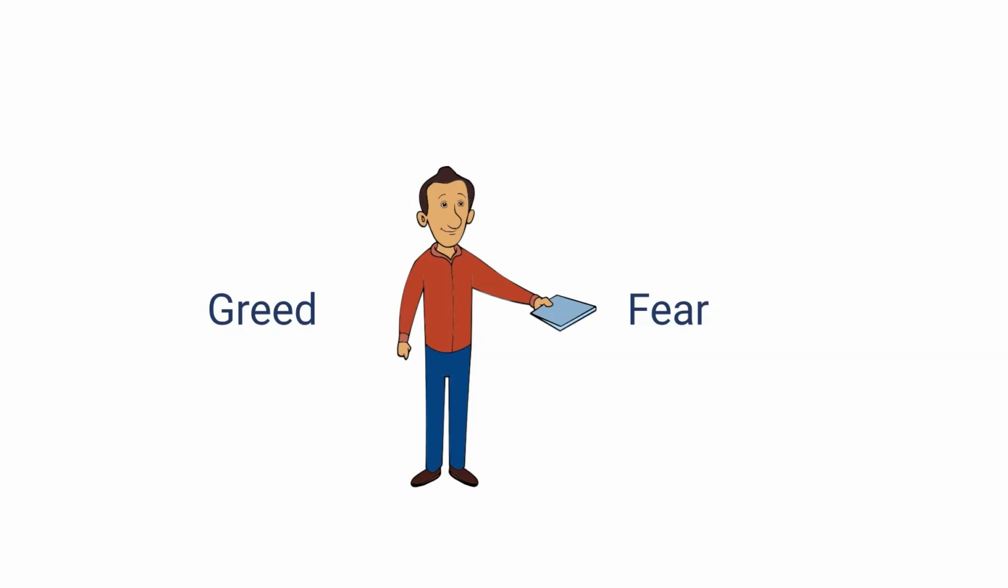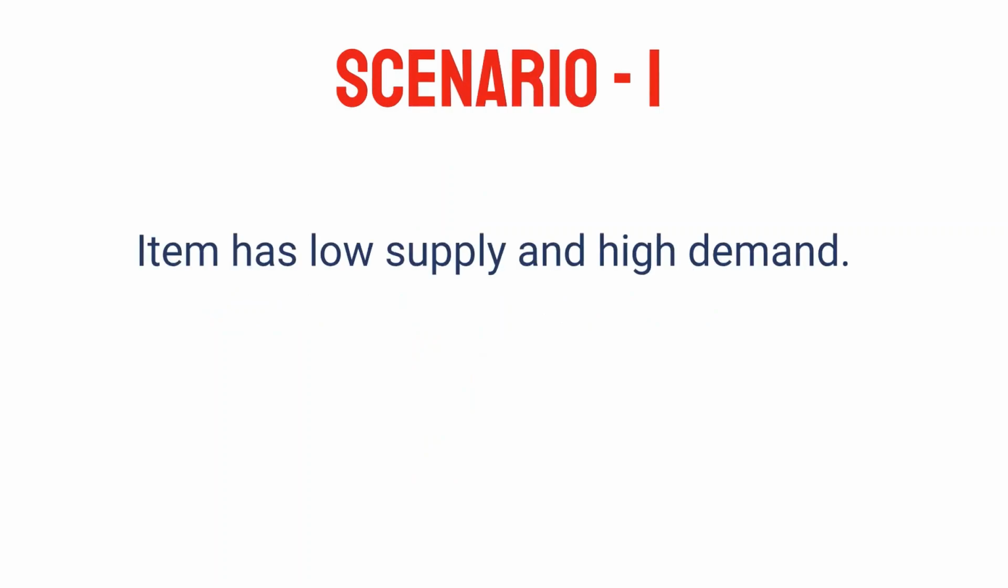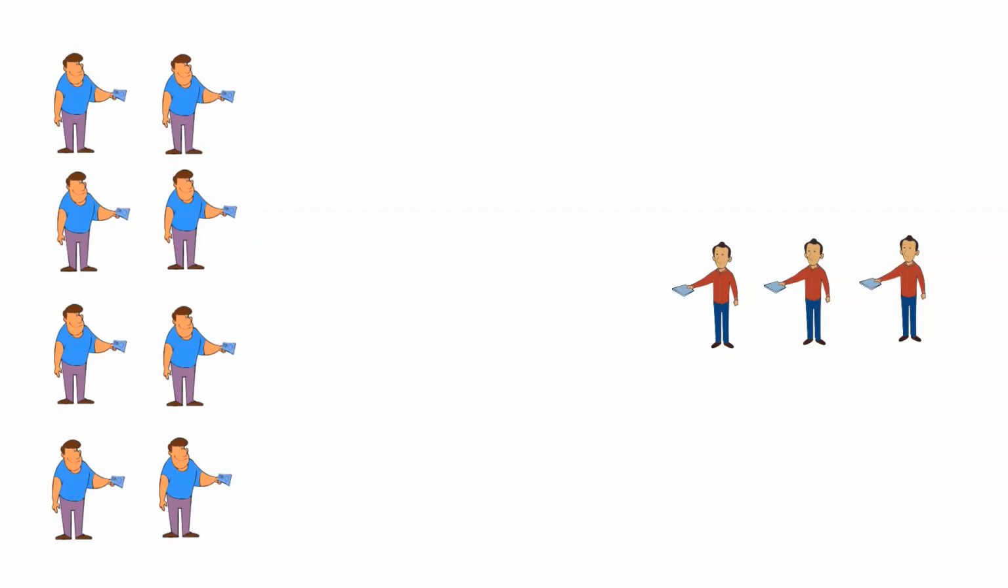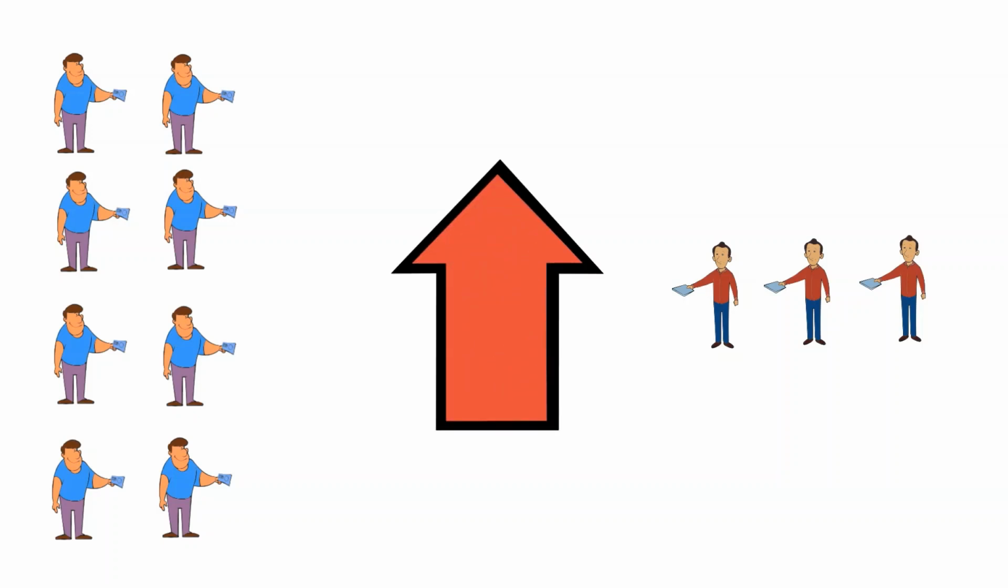Let us understand how this difference in demand and supply impacts price. Scenario 1: the item has low supply and high demand. In other words, sellers are fewer and buyers are more. Buyers will be ready to buy at any cost offered by sellers. This leads to an increase in the price of the item.